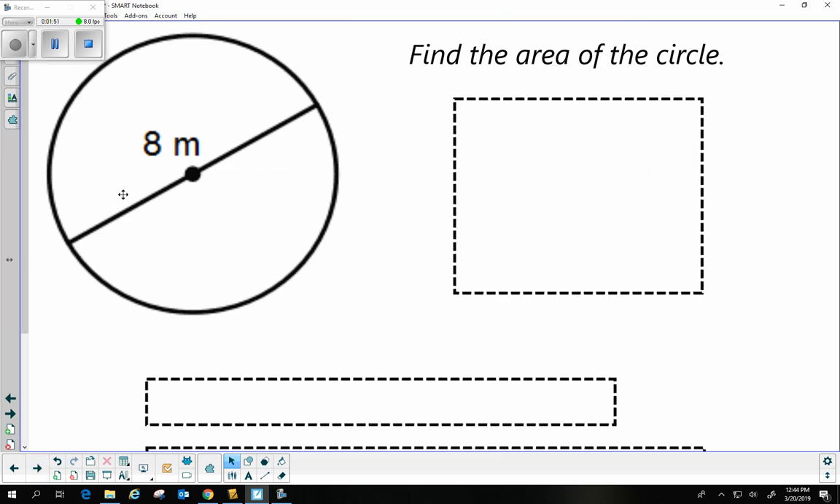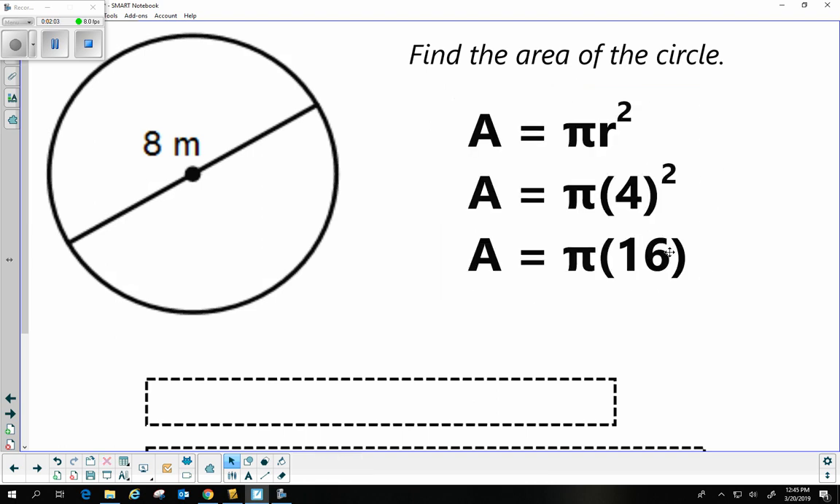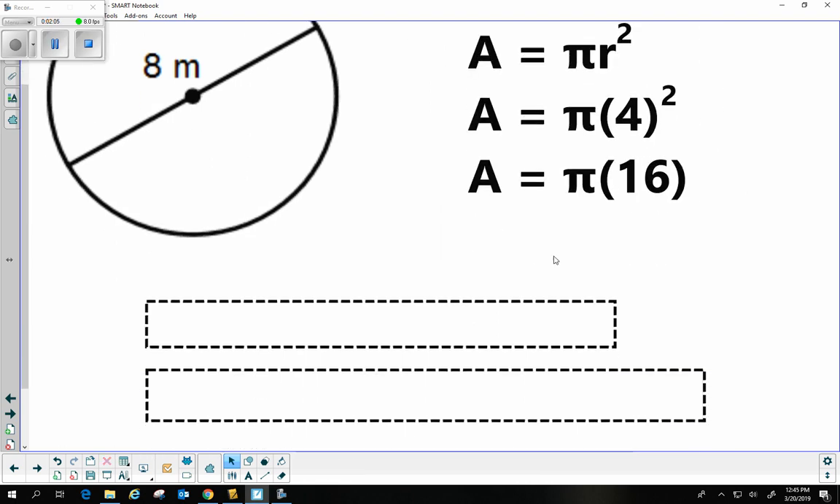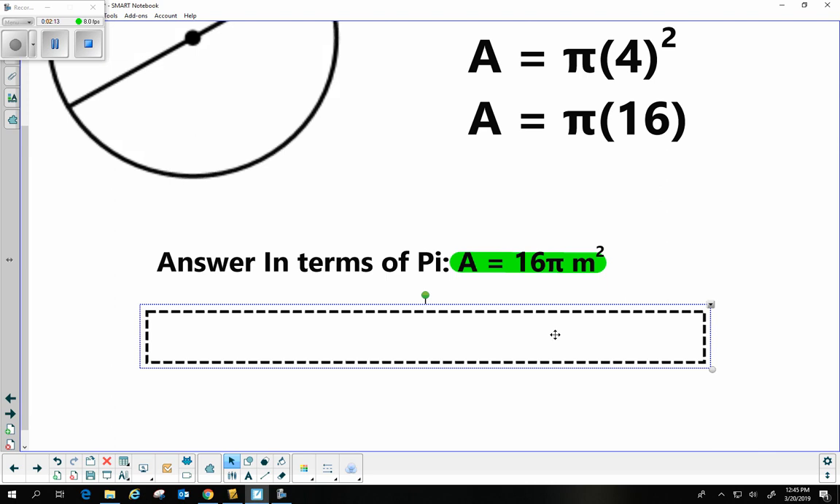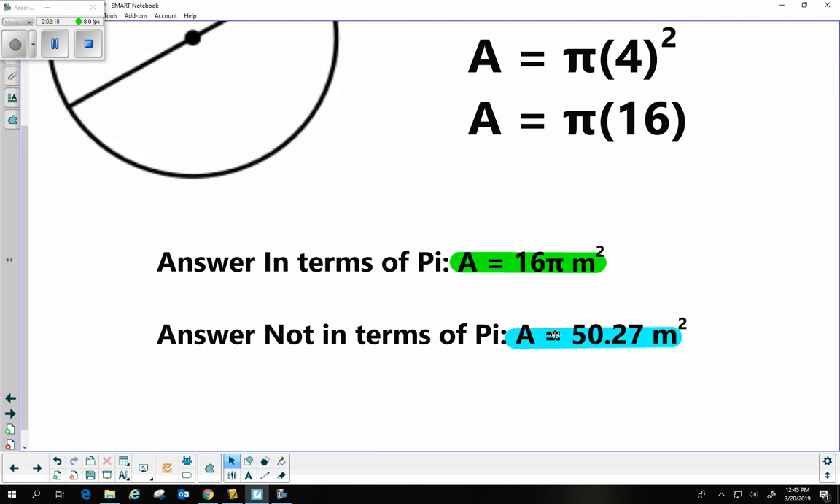Here's another way. Notice this time I have the diameter, so I just need to find the radius. The radius is half of the diameter, so my radius is 4 meters. And so I'm just going to plug 4 into my formula. And my answer in terms of pi is going to be 16 pi meters squared. My answer not in terms of pi, I'm just going to do 16 times pi in the calculator, and you get approximately 50.27 meters squared.